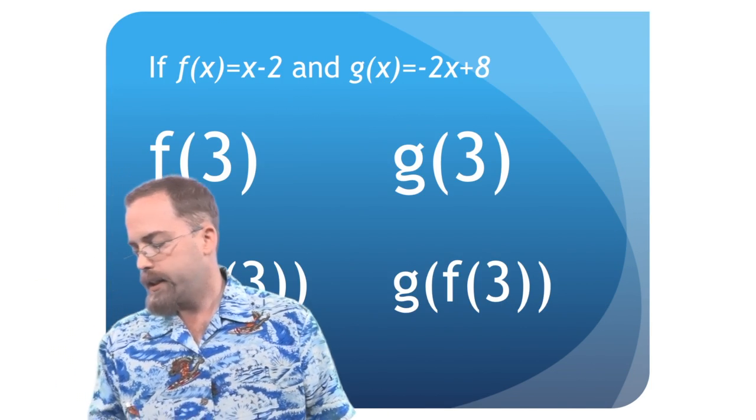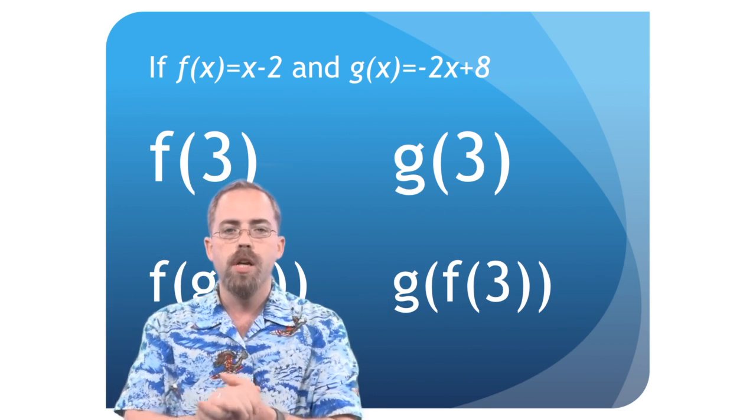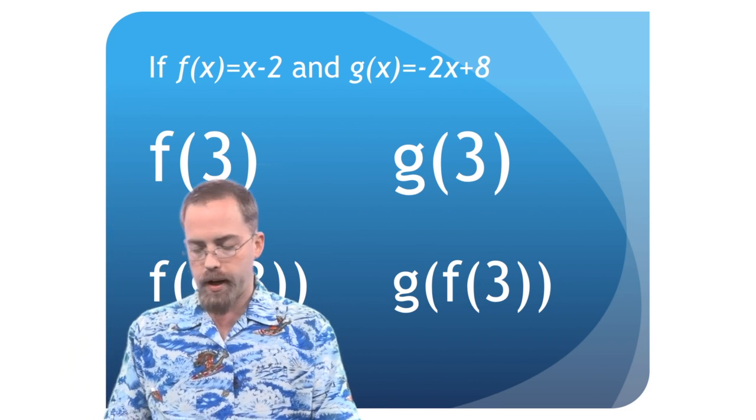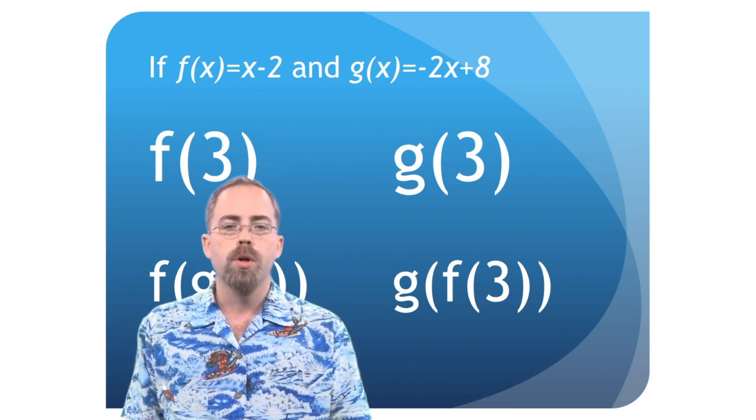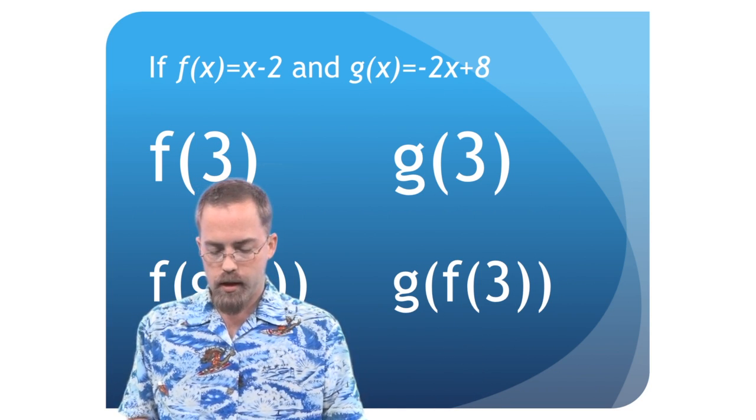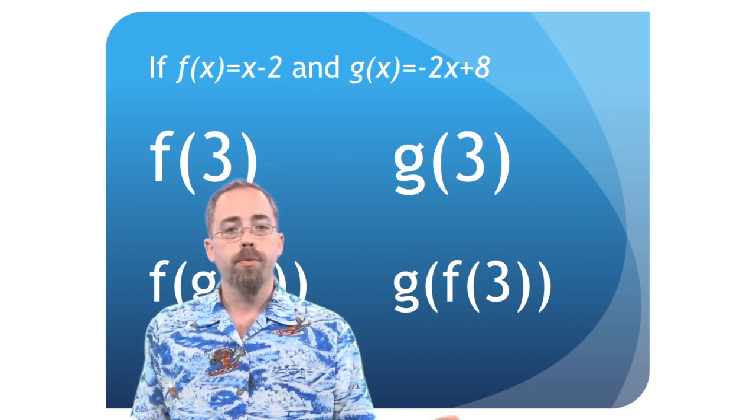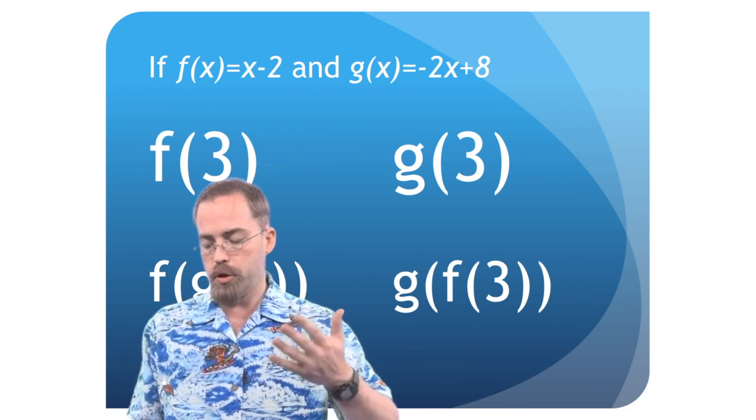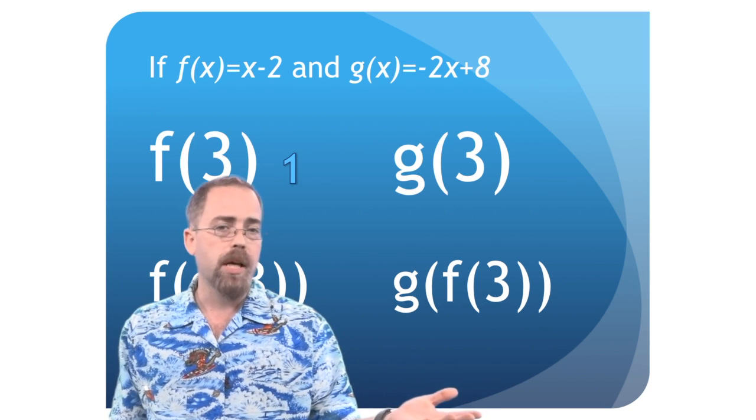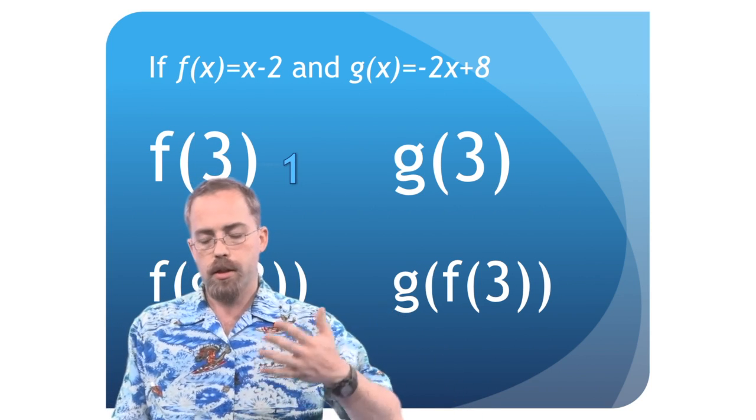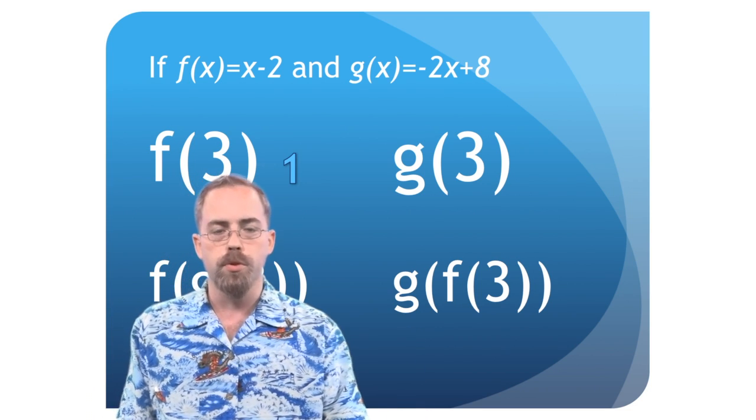Now, let's make sure that you understand what we're talking about here. So here are two functions, f of x and g of x. f of x is x minus 2, just take whatever number I give you and subtract 2. g of x is more complicated, it's 8 minus 2 times whatever the input is. So f of 3, that's not too hard to think about. You say 3 minus 2, you get 1. g of 3, that's not so complicated. You multiply it by negative 2, you get negative 6, you add 8, you get positive 2.